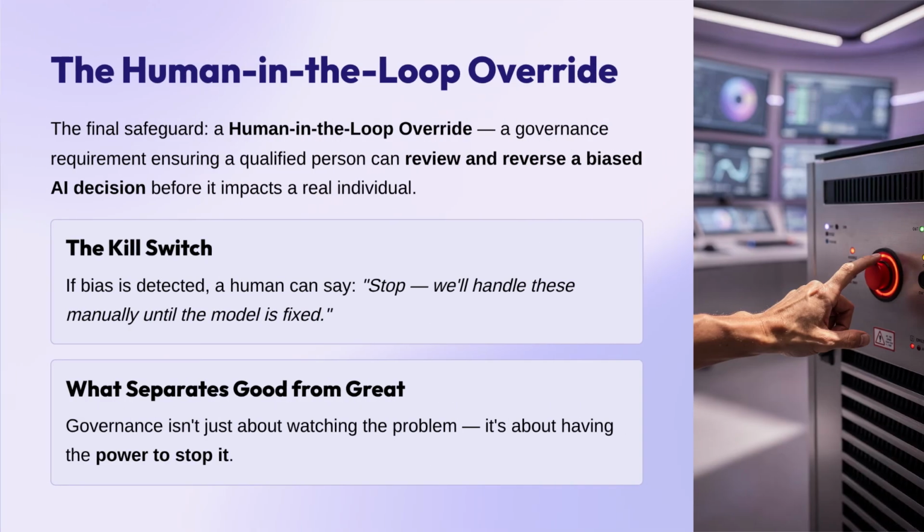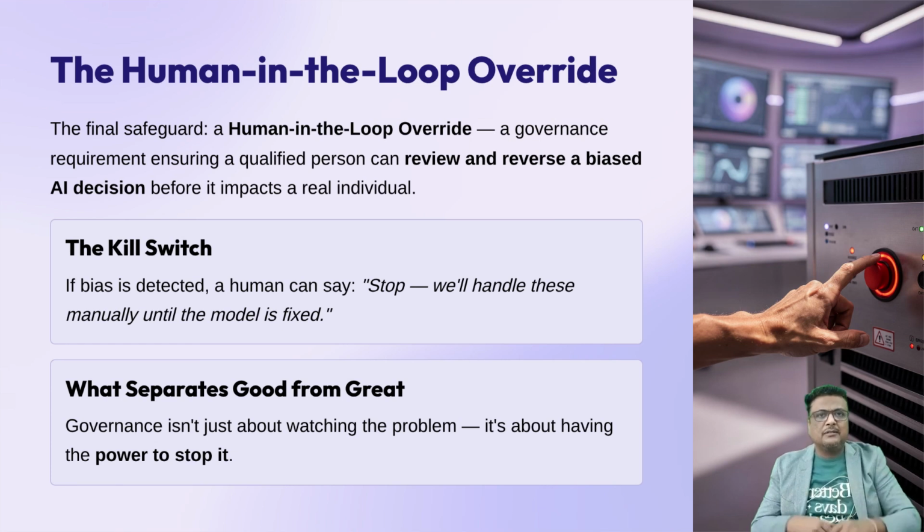Once we find the troublemaker, we have to decide how to fix it without breaking the whole system. The final piece of real-time monitoring is the human-in-the-loop override, a governance requirement that ensures a qualified person can review and reverse a biased AI decision before it impacts a real individual. In simple words, it's the kill switch for unfairness.